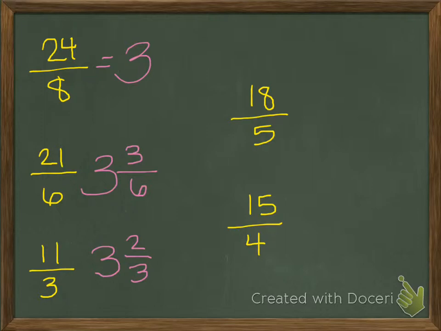The next one, 18 fifths, 5 goes into 18, 3 times, with 3 left over. The denominator stays the same. And then 15 fourths, 4 goes into 15, again, 3 times, with 3 left over, and your denominator stays the same.